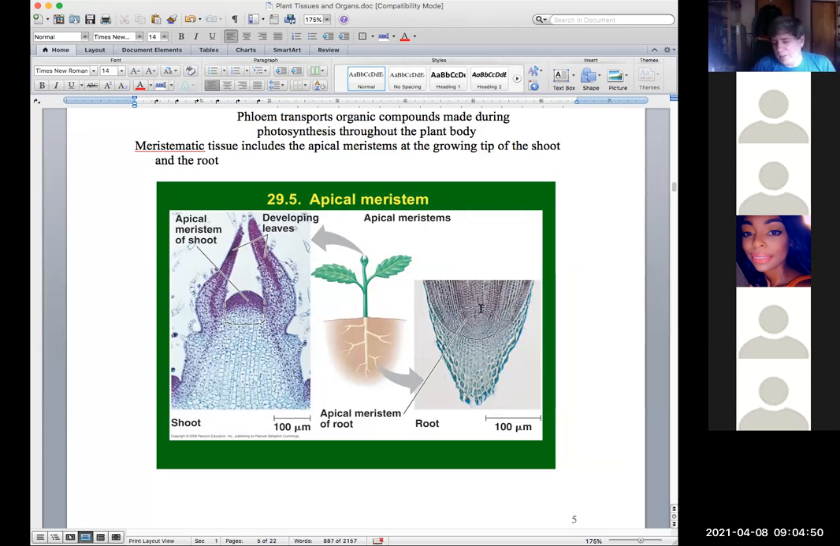So let's look at these meristems in a little more detail. And notice these are apical meristems. Remember, we actually have three types. We also have lateral meristems, and we have intercalary meristems. So we'll look at those as well.